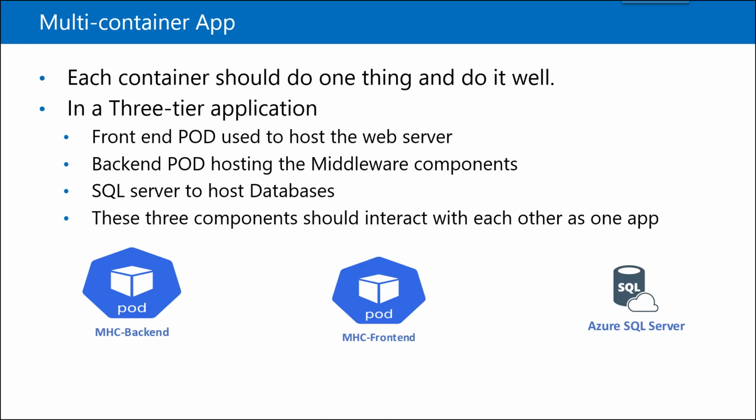Let's understand what is multi-container app. As per the basic fundamental principle of container design, each container should do only one thing and it should do it well. So we will understand this concept with an example. Here we are going to design a three-tier application, and in this three-tier application we will have front-end pod which will be hosting the web server, back-end pod hosting the middleware component, and then SQL Server to host the database. And these three components should interact with each other as one application because these are dependent on each other.